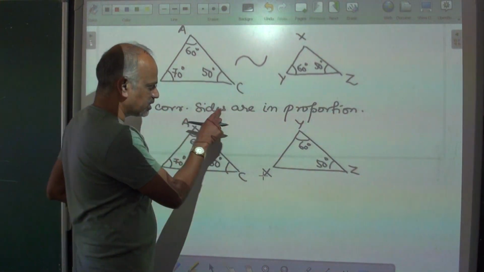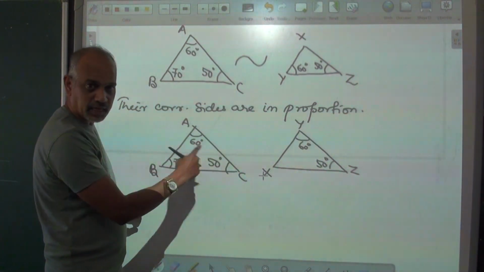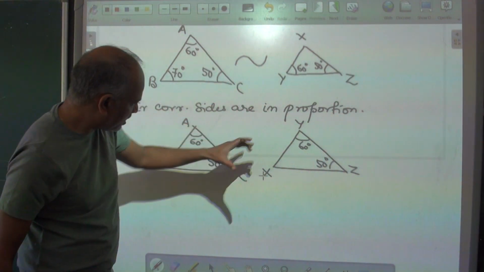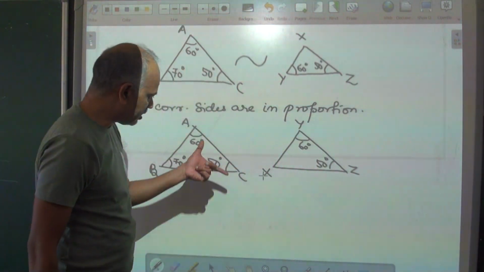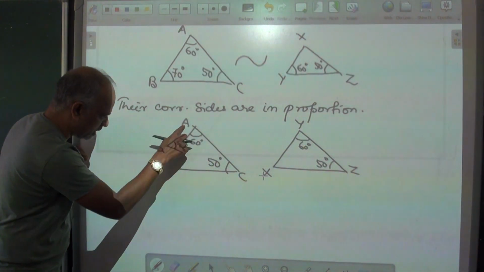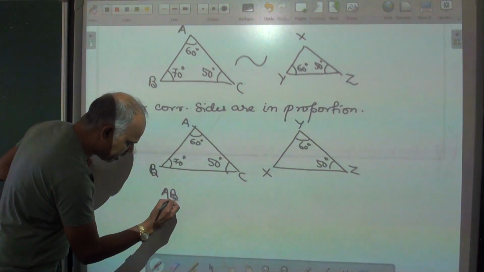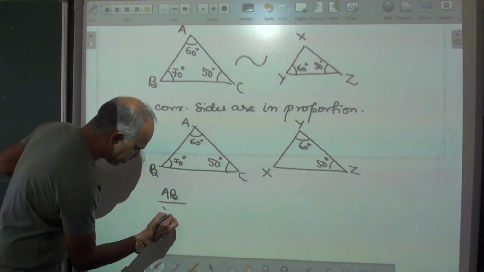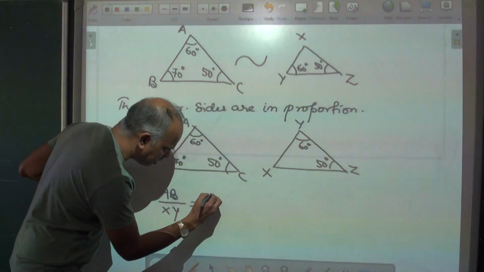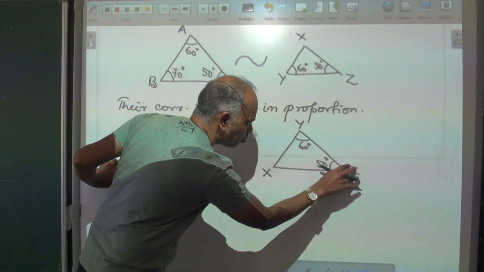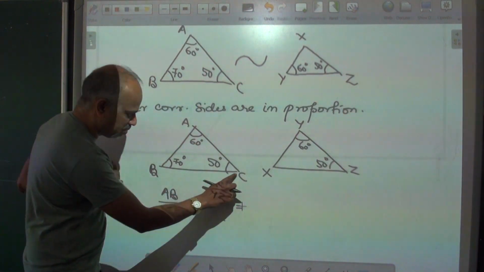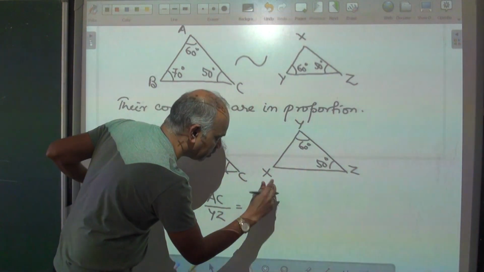You know that their corresponding sides are in proportion. So whatever are the corresponding sides, write proportionality for that. That is, ratio of the first sides is equal to ratio of the second sides is equal to ratio of the third side. Okay. So that's what I'm going to write. The proportionality is AB divided by XY, must be equal to AC corresponding to this is XZ... second one, AC divided by YZ will be equal to the third side, BC corresponding to XZ.